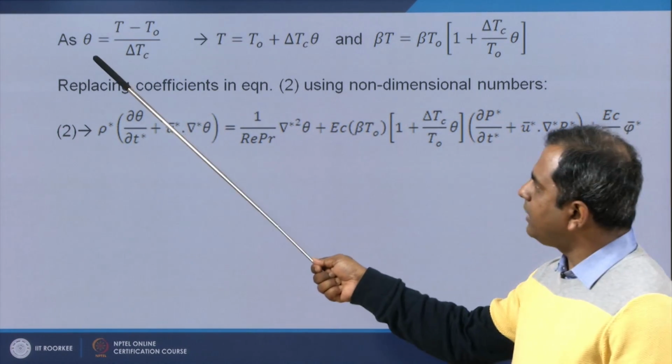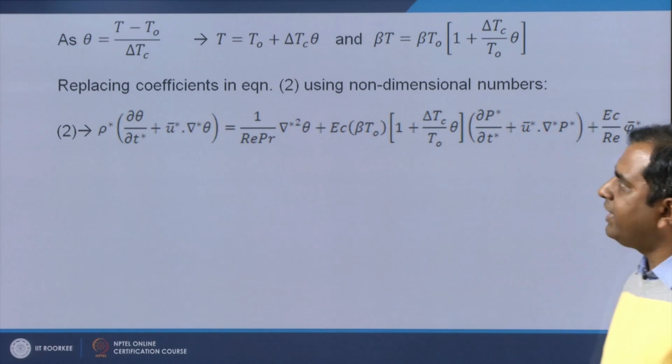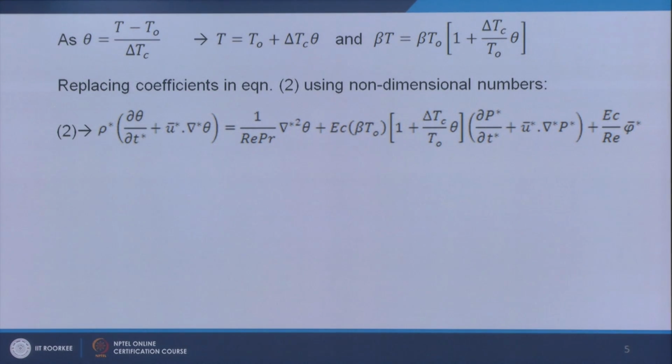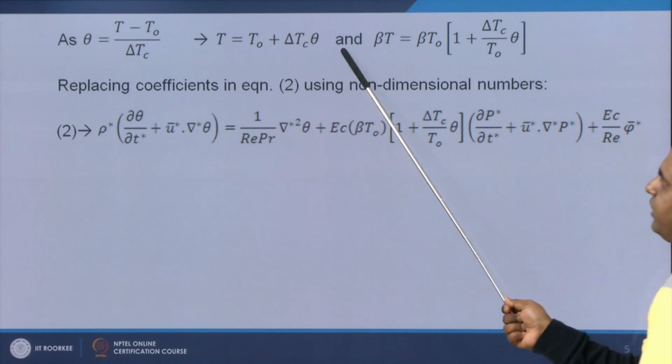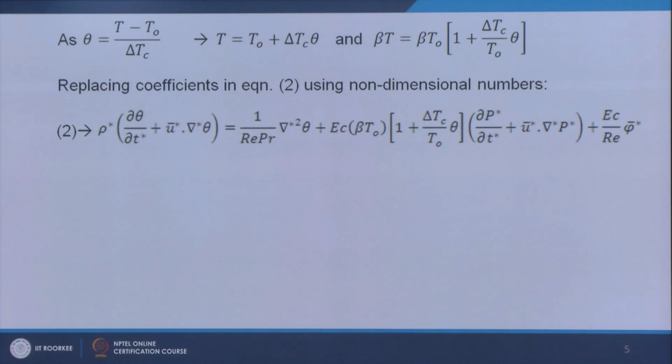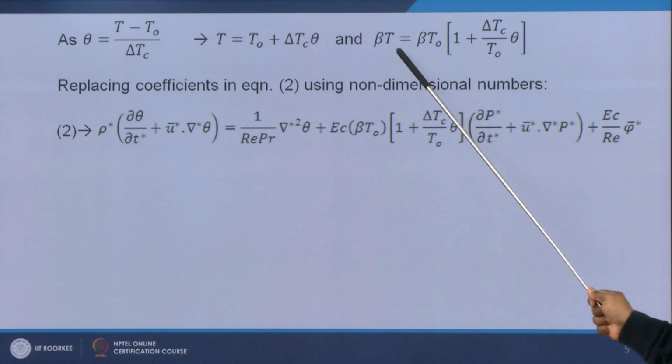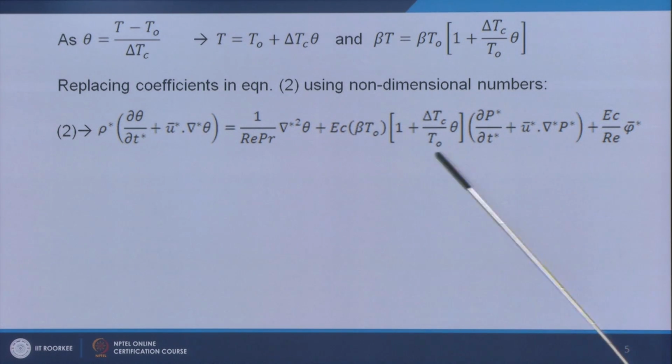From the non-dimensionalization, we know theta is nothing but t minus t naught by delta Tc. So t minus t naught by delta Tc can be reduced in this fashion: t equals t naught plus delta Tc into theta, and beta t can be written as beta t naught into 1 plus delta Tc by t naught into theta. So if you replace this beta t in terms of this, this coefficient comes over here.